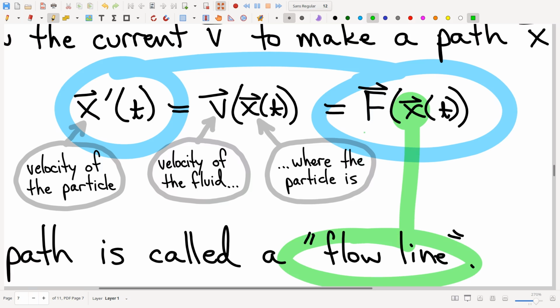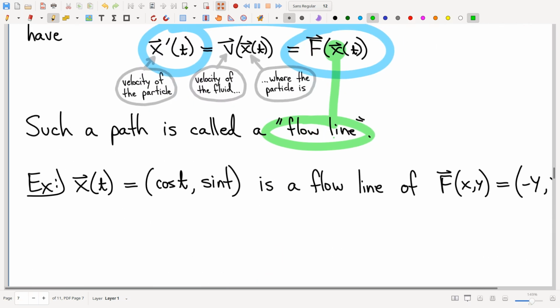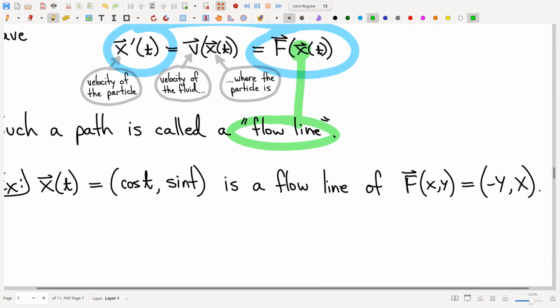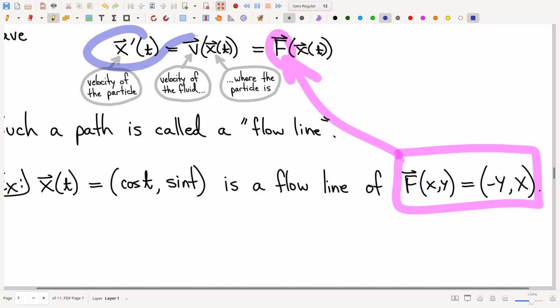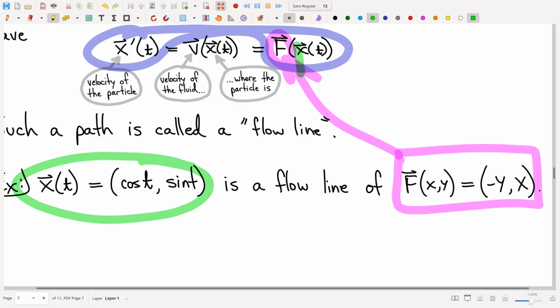An easy example of this is the following. We look at this vector field real quick here. This is the sort of rotating fluid that we saw on the very first page of this section. So it's kind of going around like so. If you were to take this vector field, write the corresponding system of differential equations, solve and find paths that satisfy this resulting system, what you would find is that this path right here is one of those solutions. And I think this is pretty believable.